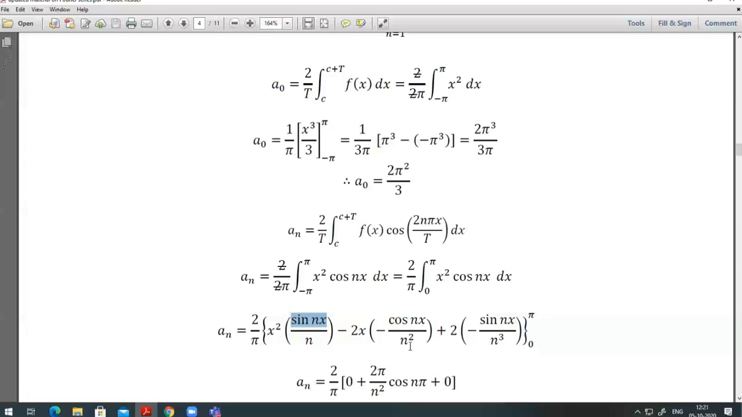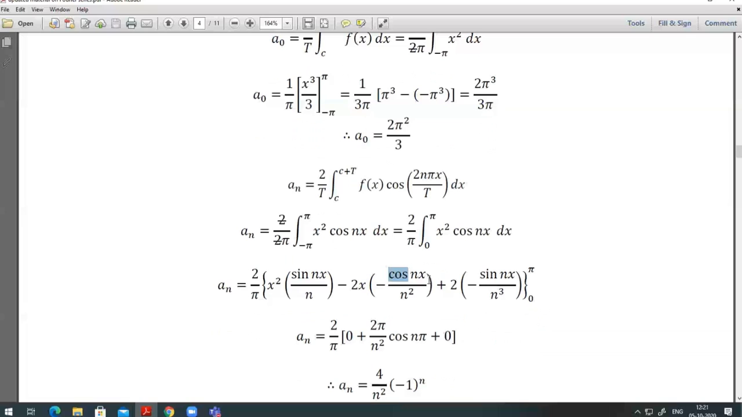Okay, so this is a simple by parts, so you can apply. So a n is equal to 2 by pi. When you put the upper limit, sin n pi, we know that sin n pi is 0.